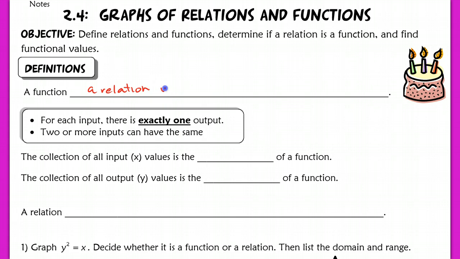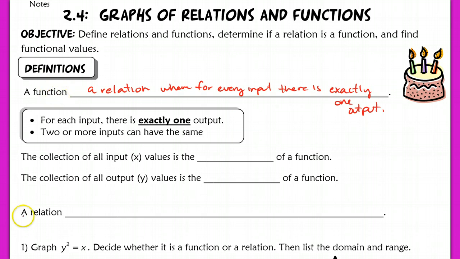So it's a relation where for every input there is exactly one output. Okay, so I want you guys to write down this definition because this is a formal, mathematical definition of it.